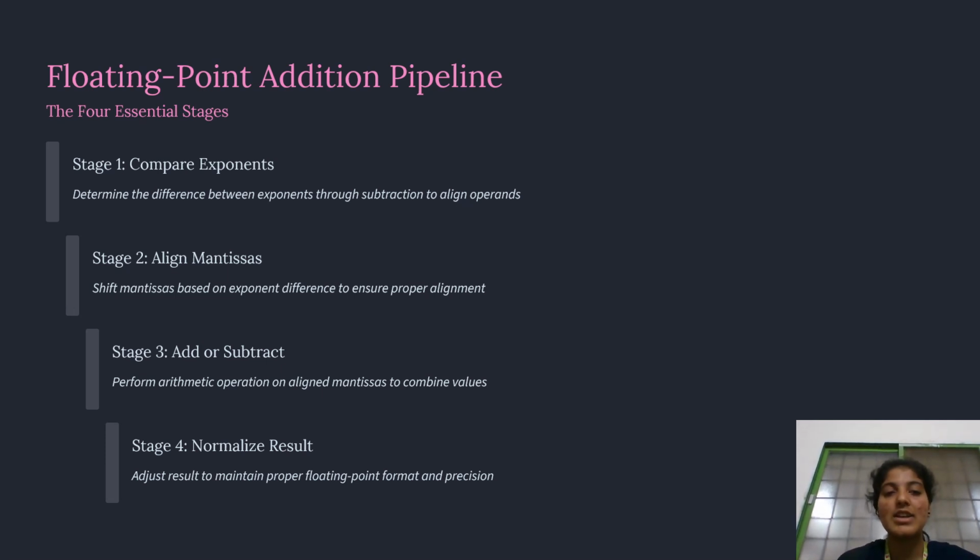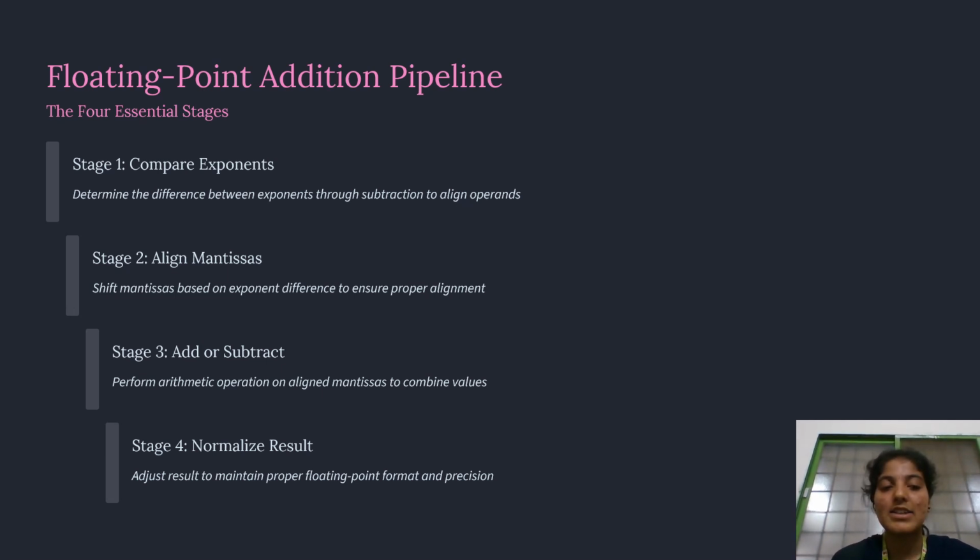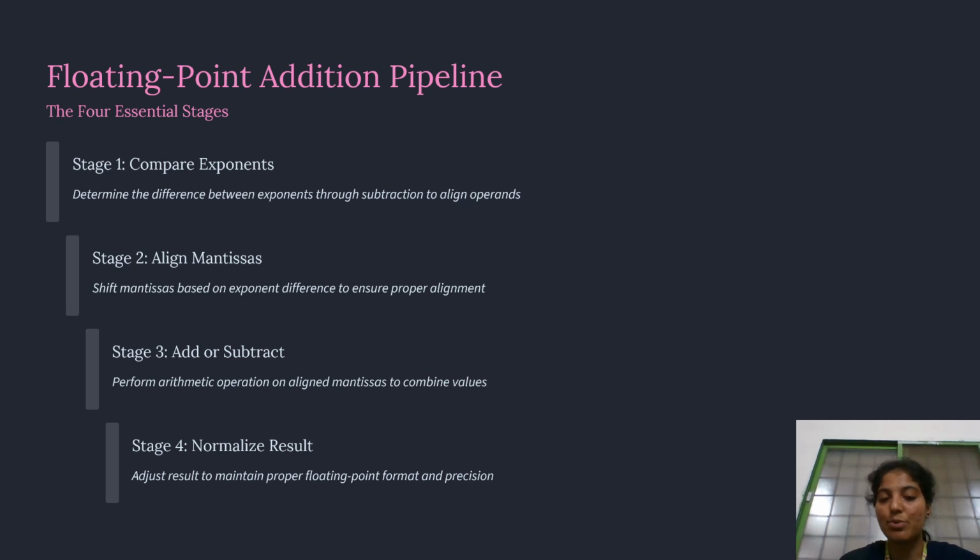In the first stage, comparing the exponents determines the difference between the exponents through subtraction to align operands. The second stage is to shift mantissas based on the exponent difference to ensure proper alignment. The third is to perform the arithmetic operation on aligned mantissas to combine values. And the fourth is to adjust the result to maintain proper floating point format and precision.